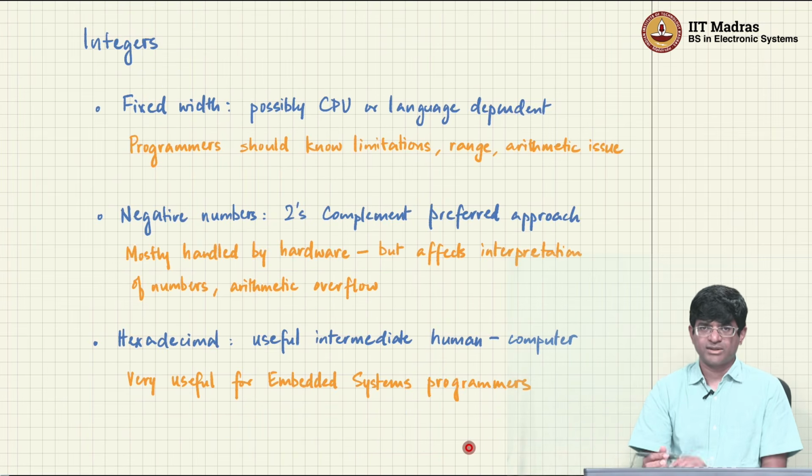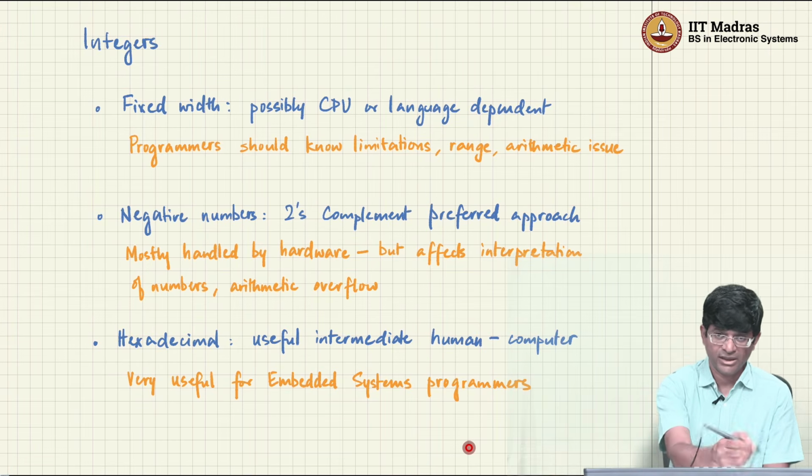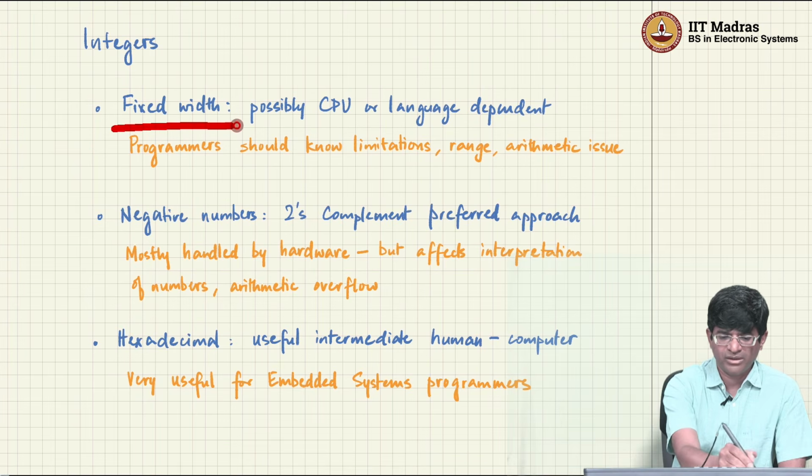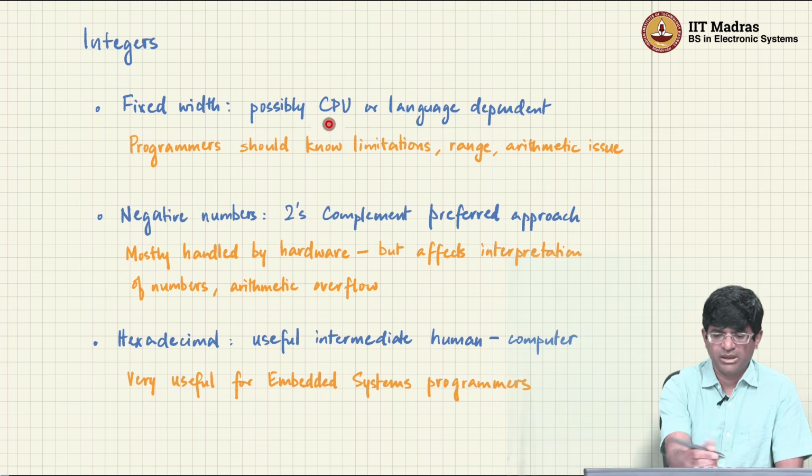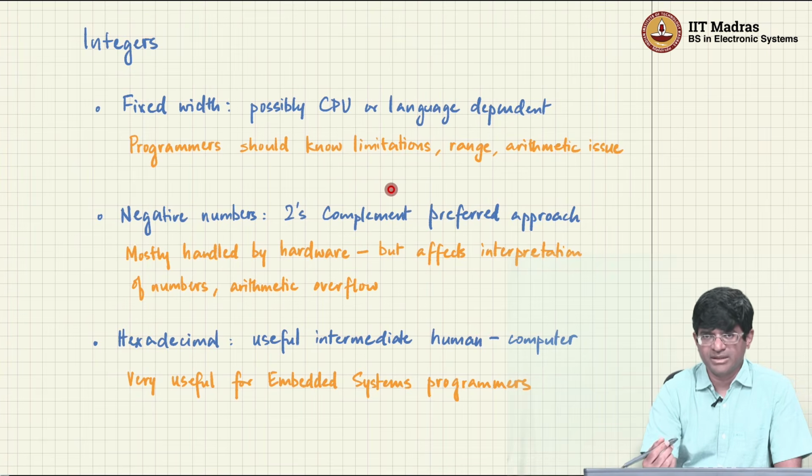Okay, so let's summarize where we are with regard to integers, right? The first thing is that in order to represent integers inside a computer, we probably should be using a fixed width, right? That's preferable. It could be dependent on the CPU or possibly even on the language. As a programmer, what do you need to know? You need to know certain limitations. The fact that, for example, 8-bit integers means that the range of numbers that you have is very small. It's only 0 up to 255. If it's 2's complement, then it will be minus 128 to plus 127, right?